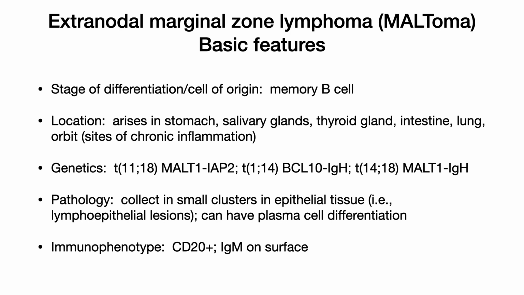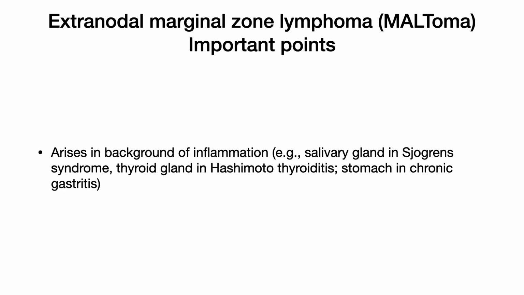And the translocation is 11;18. What you see are small clusters of cells in the epithelial tissue, what they call a lymphoepithelial lesion. Because they're from the memory B cell, they can potentially have plasma cell differentiation. So you'd expect CD20, their B cell marker, and then immunoglobulin M on the surface. And as has been said, the important point, I think the bigger thing, is that they arise in the background of inflammation.